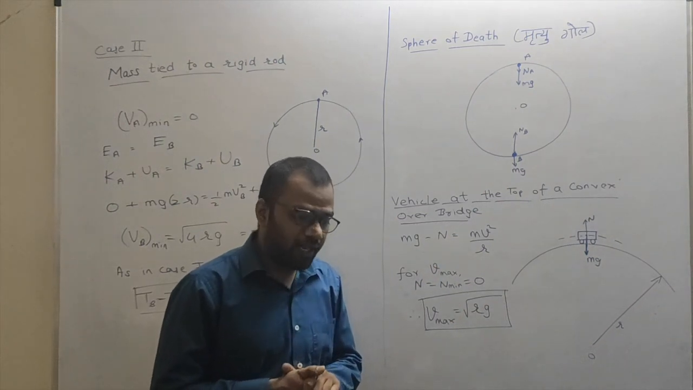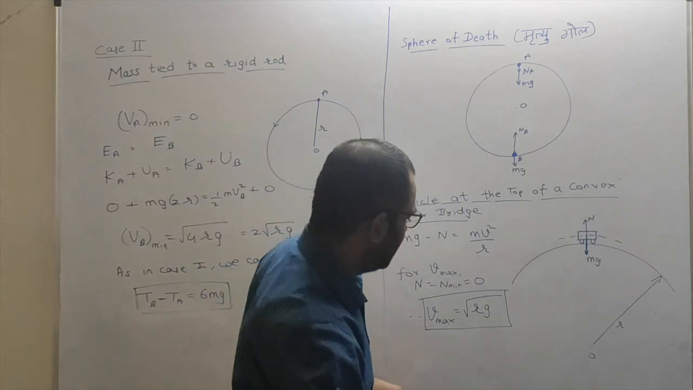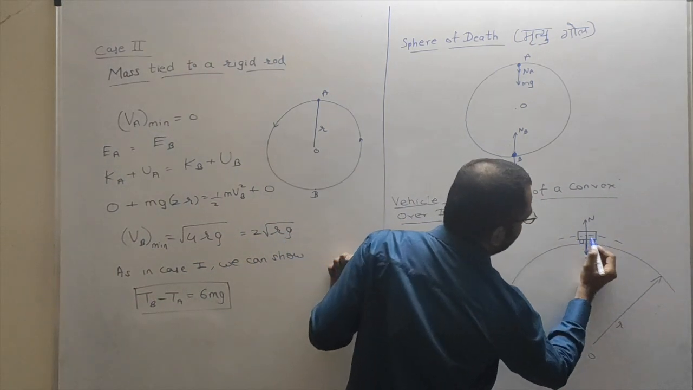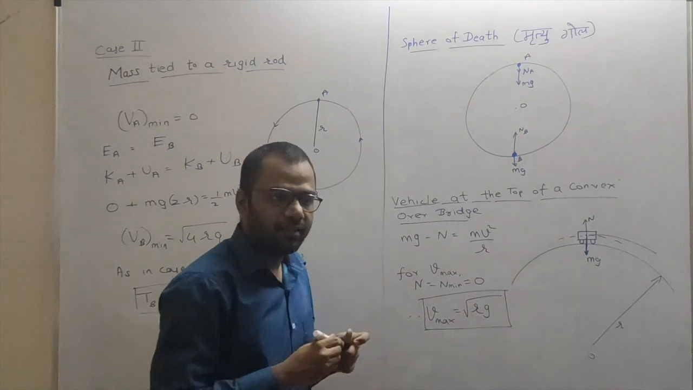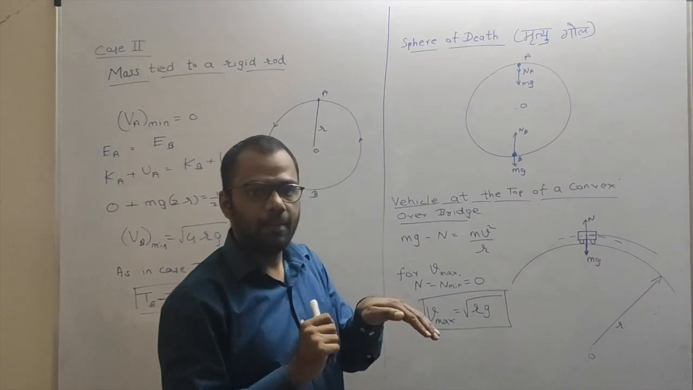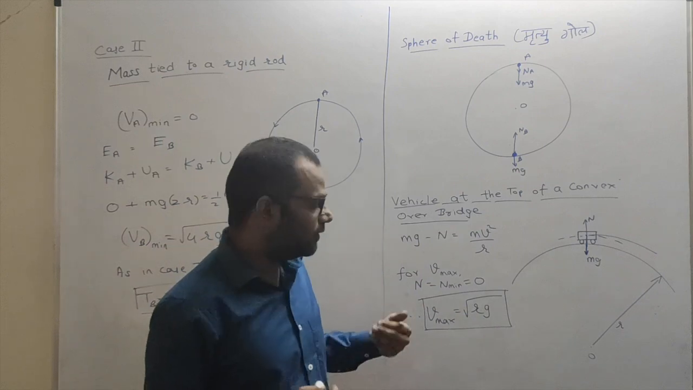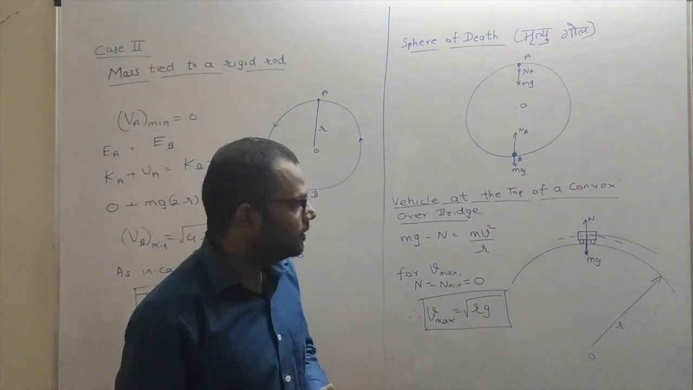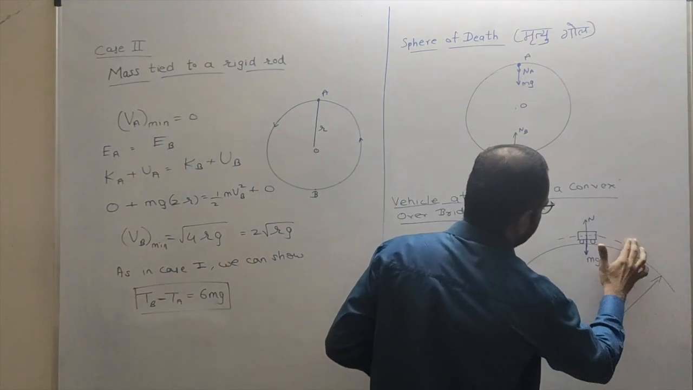Fine. Now what will happen if the velocity is greater than square root of rg? If the velocity is greater than square root of rg, this vehicle will move like this. It will lose contact with the bridge. Okay, so the maximum velocity has to be square root of rg, or the velocity can be lesser than the square root of rg. Getting this? So this was all about the vertical circular motion.